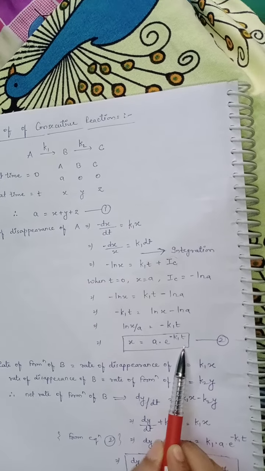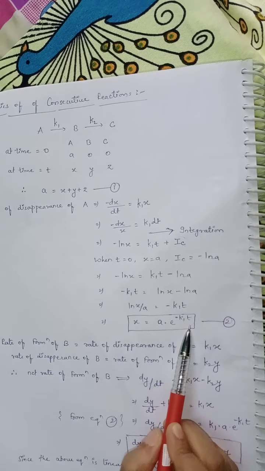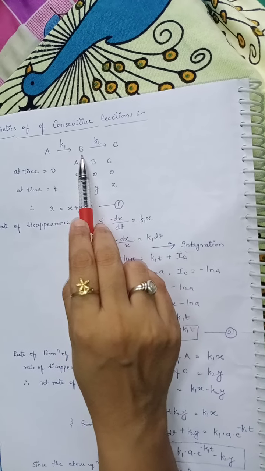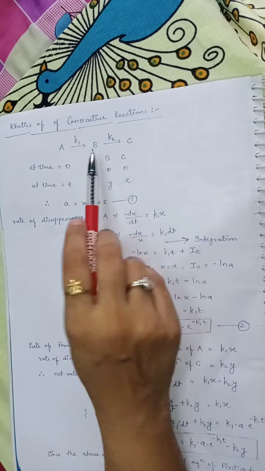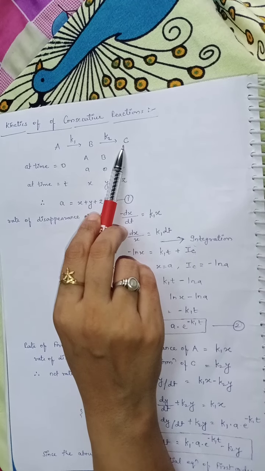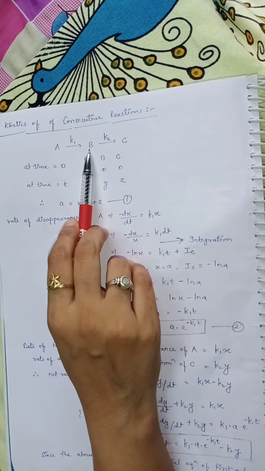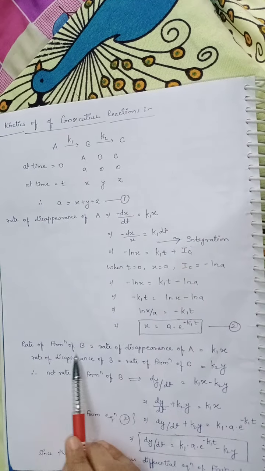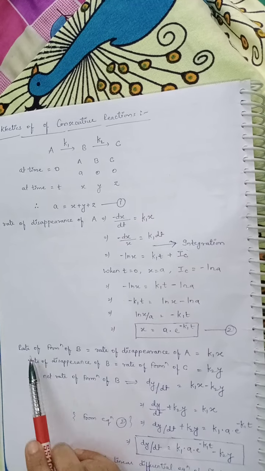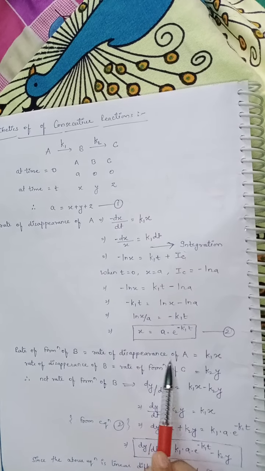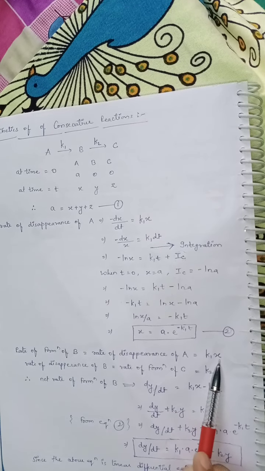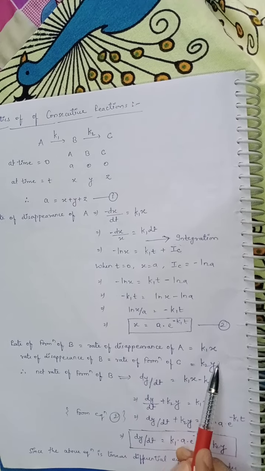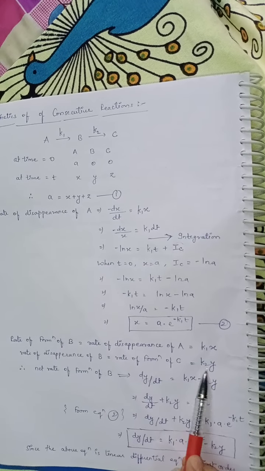Now we come to the second reaction, which involves the formation of C from B. The rate of formation of C is equal to the rate of disappearance of B. Similarly, the rate of formation of B is equal to the rate of disappearance of A. So this becomes the equation, and the rate of disappearance of B, which equals the rate of formation of C, will be equal to K2 into y.